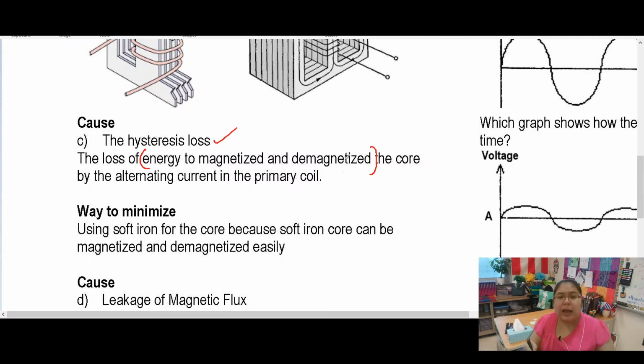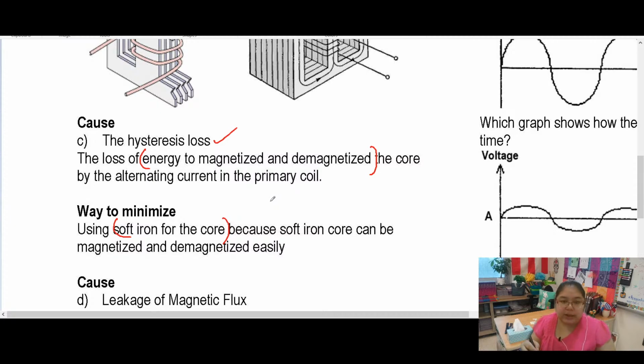Okay, how to solve this problem? Everybody also know. We're using soft iron core. Okay, because soft iron core, they're easy to magnetize and demagnetize. So they will reduce the energy loss. Okay, so this one can come up for essay. They ask you what type of transformer you want to use and let you to choose.